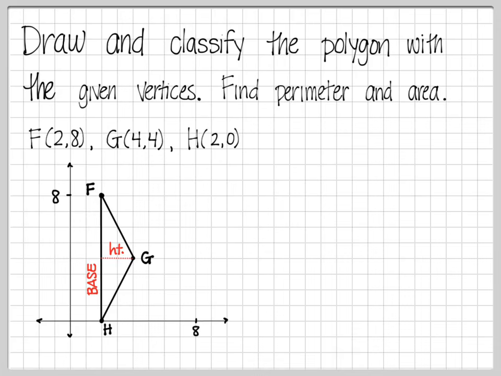And that's fine, and so we can also find the base and the height to do the area. But our problem is we have to find perimeter, and to find perimeter we're going to have to find the measures of all three sides. So let's do that first.